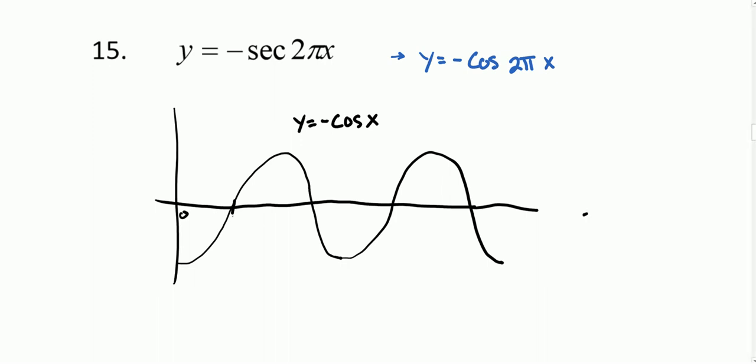So I'm going to put critical values on the x-axis. First of all, this is -1, this is +1 on the y-axis. For negative cosine x, this is pi over 2, pi, 3 pi over 2, 2 pi, 5 pi over 2, 3 pi, 7 pi over 2, and 4 pi.